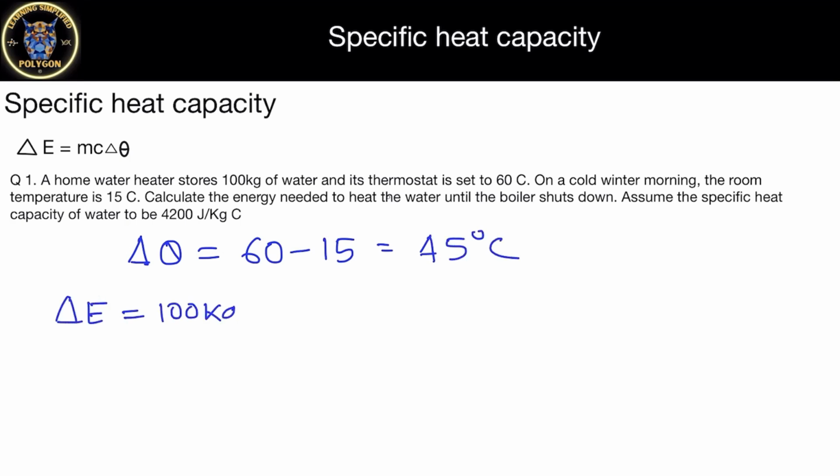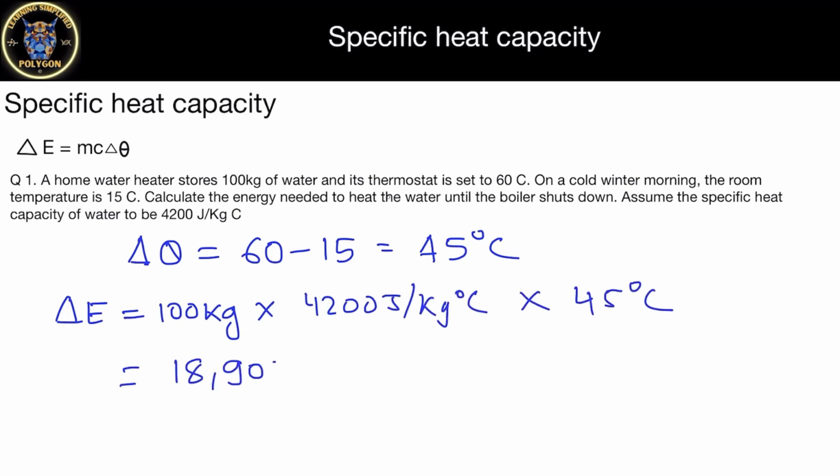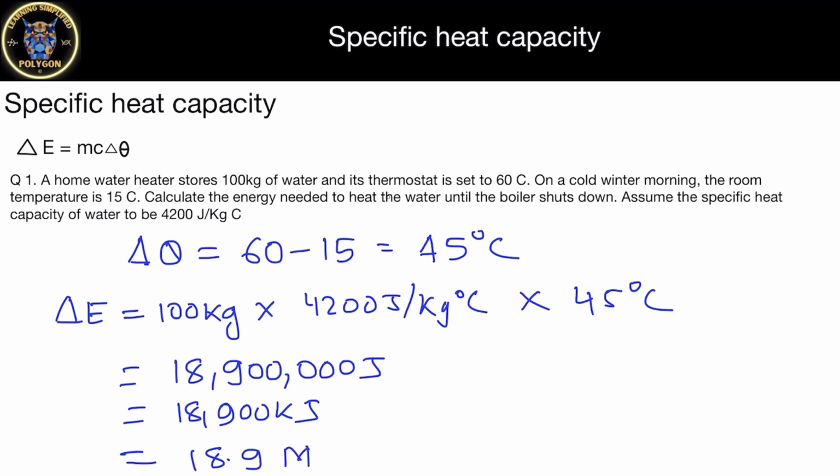Let's now substitute these values in the equation. So, the value of delta E comes out to 18,900 kilojoules or 18.9 megajoules. That's a lot of energy. I hope this problem brings to life the concepts around calculation of the energy change when there is a change in temperature and how the specific heat capacity of the substance drives that.